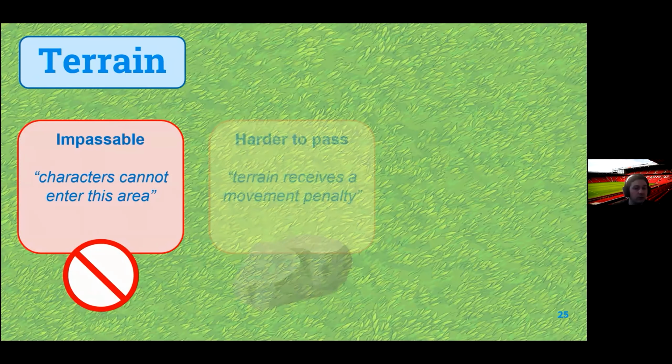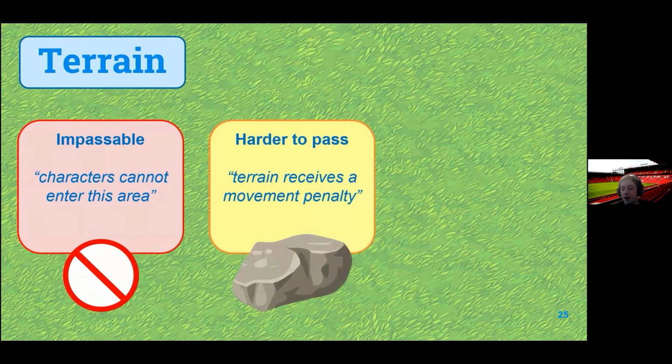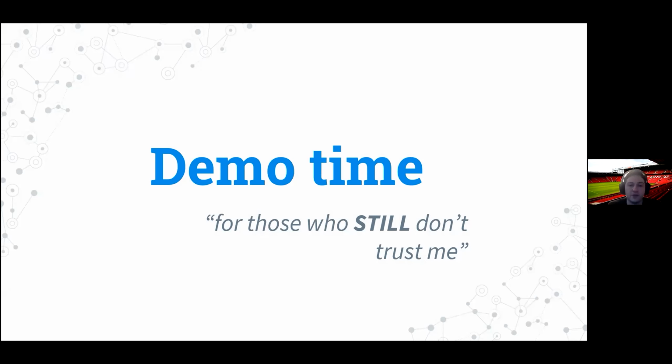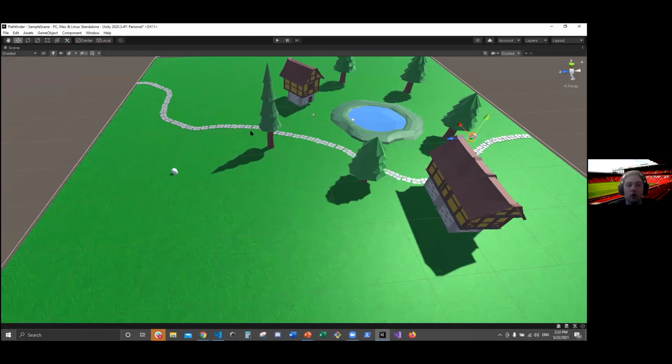Now, terrain. We could have a few different types of terrain. Impassable. But what we can also do is make it harder to pass some parts than others. Or we could make it easier to pass for some parts than others, so you can move super fast through that territory. So now we're going to see if we can see that on our demo again.